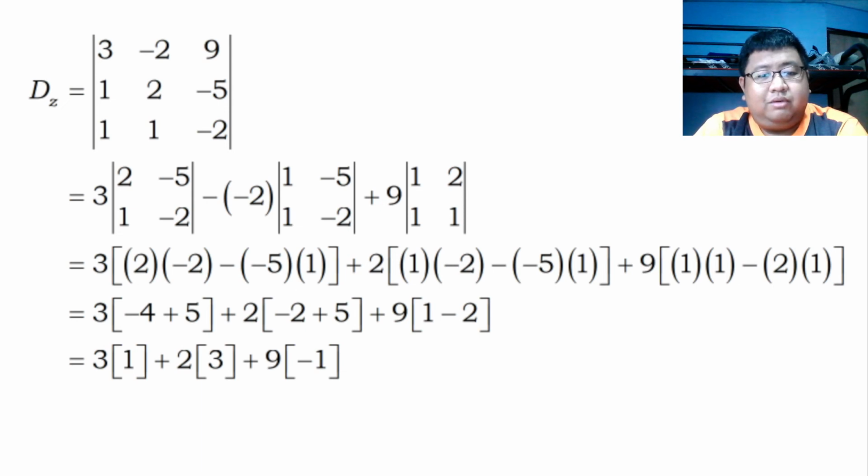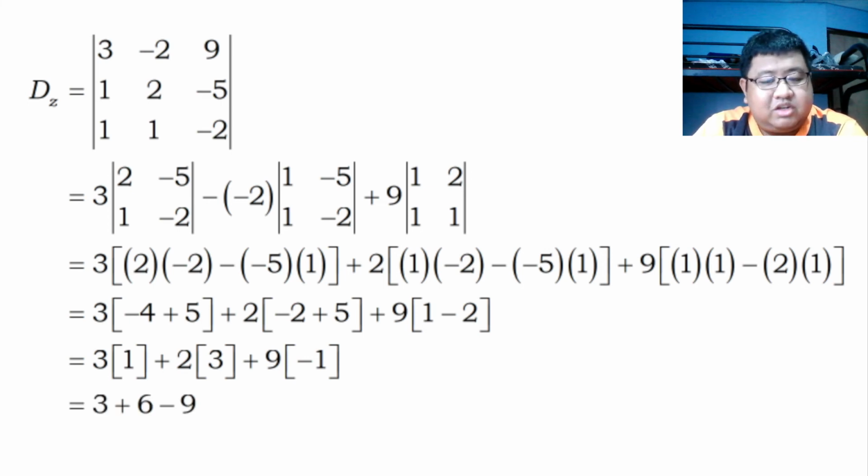Simplifying further would give you this. Negative 4 plus 5 is 1. Bakit positive? Mas malaki yung positive, tapos nag-subtract ka. You copy the sign of the bigger number. So, plus 1 yan. Negative 2 plus 5 is 3. Ganon din yung explanation. Ngayon, mas malaki yung negative 2 sa third term. Kaya yung nasa bracket ngayon ay negative 1. 1 minus 2. 2 minus 1 is 1, pero mas malaki sa negative. Kaya negative 1.